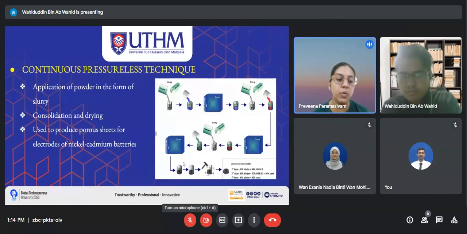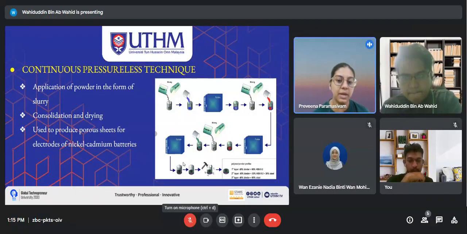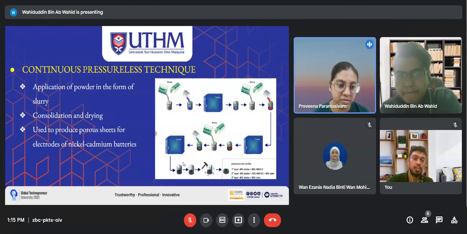So the second one that we're going to focus on is the continuous pressureless technique. Continuous pressureless compaction is used to produce porous sheet for electrodes of nickel and cadmium batteries. The powder may be applied in the form of slurry to be coated on the metal screen or solid metal sheet to produce unusual composite. The figure above shows the process of the continuous pressureless technique. So, the next slide.